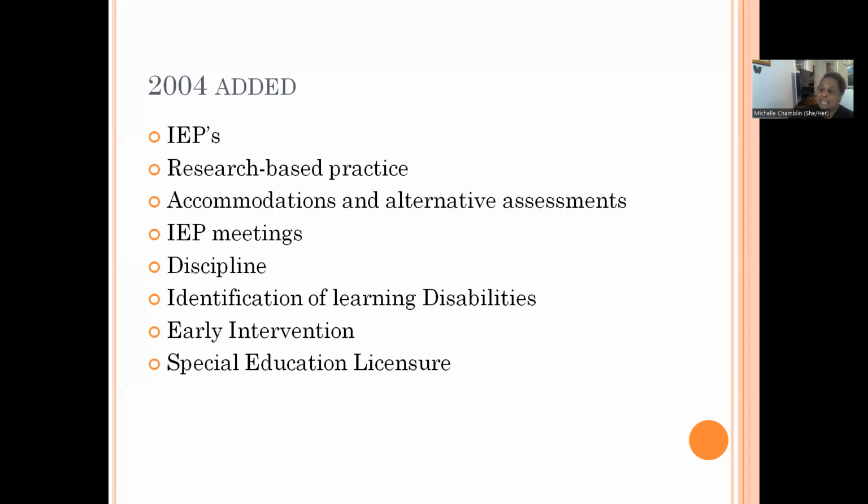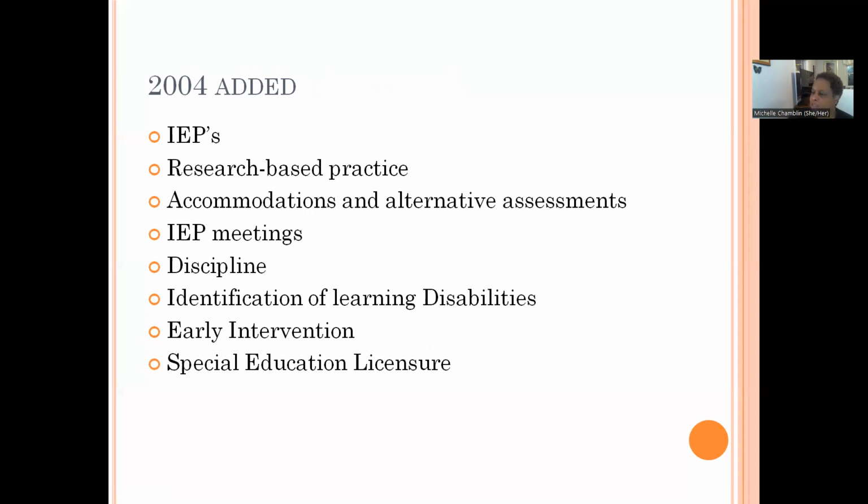IDEA in 2004, when it was updated, added some things that were very beneficial, have stayed with us, and have helped the profession. For example, IEPs added present levels of performance, where we really looked at how the student is doing. Getting more information about the student made IEPs a little more student tailored, looking at the strengths of the student and not just the weaknesses.